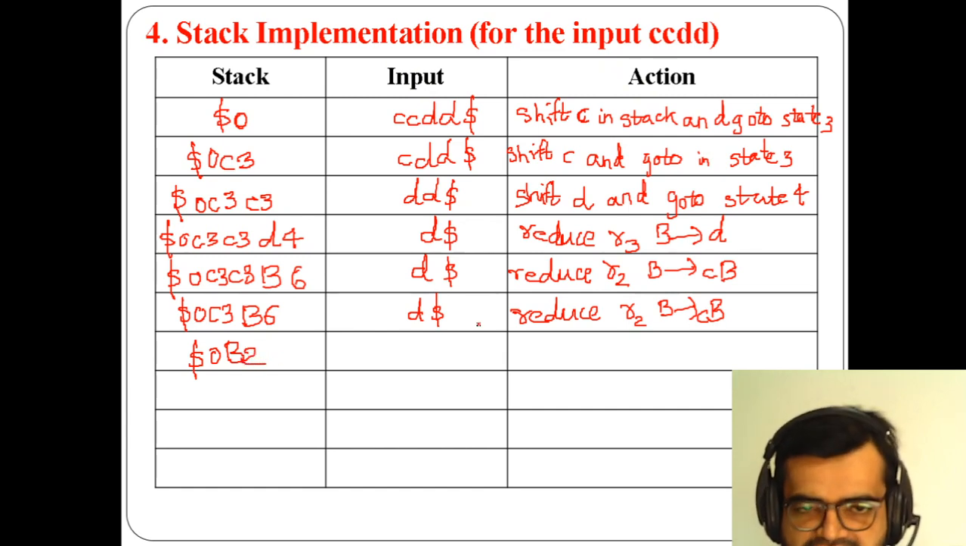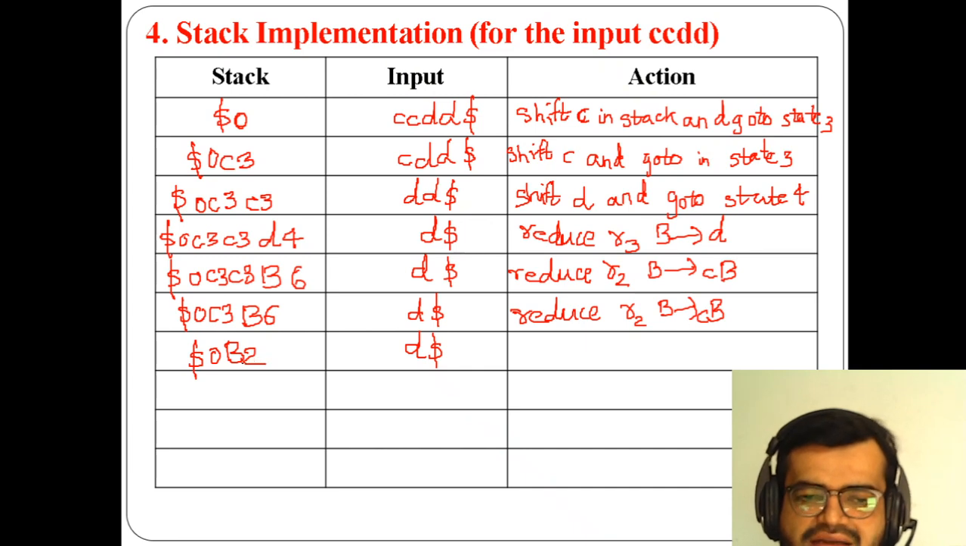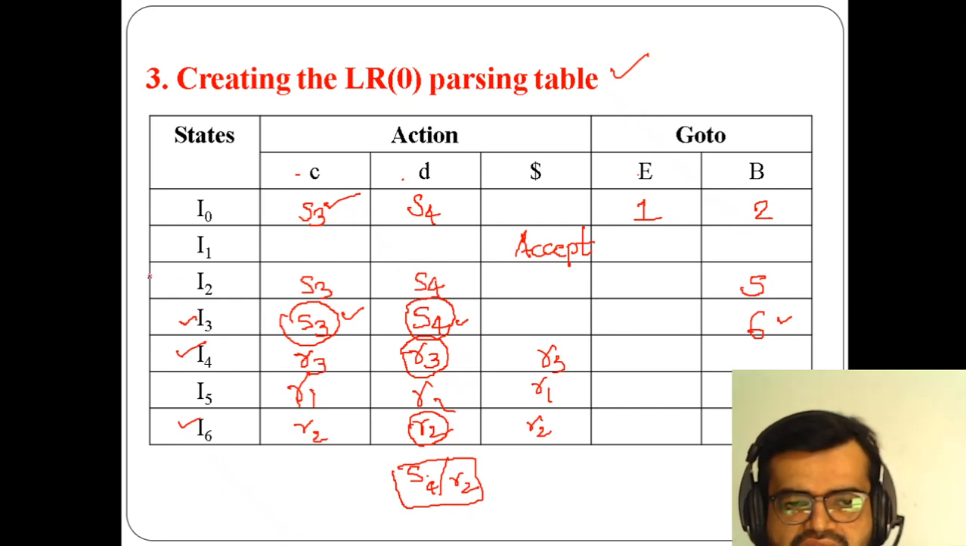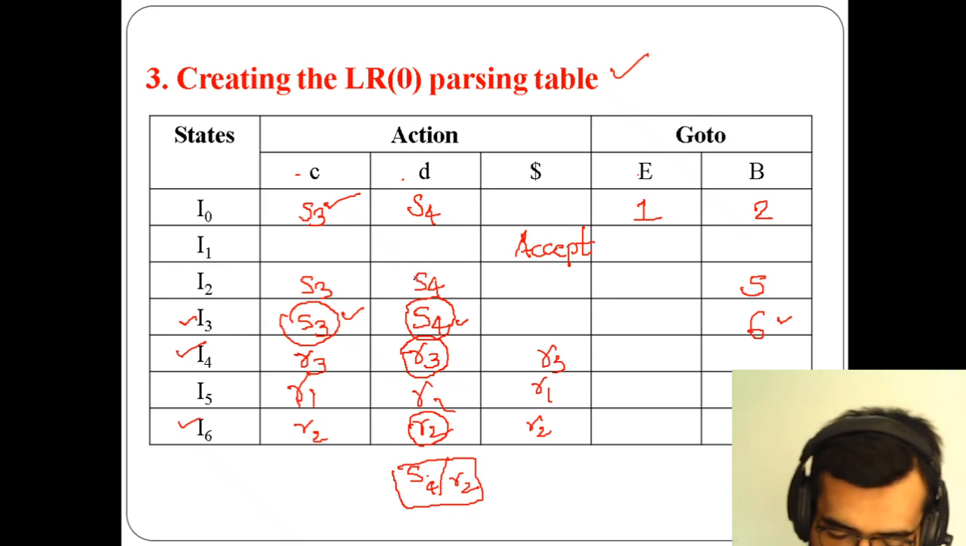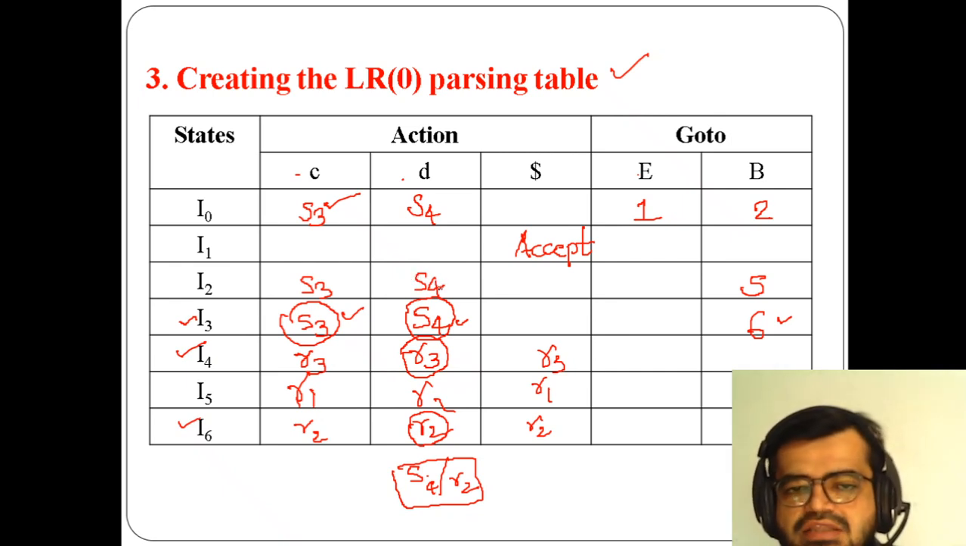So this 2 is there, and what else is there? D dollar. Now I need to verify the second state and check where the D is. In the second state, on D, what do I have to perform? I have to perform a shift operation. Shift means the fourth state. So I have to perform this one.